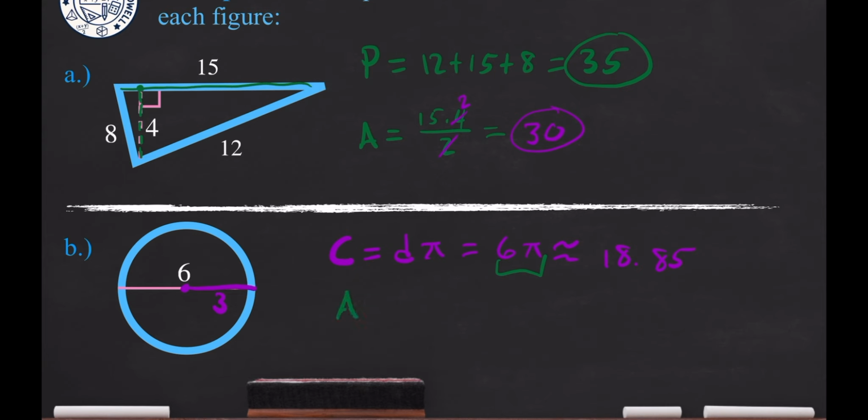Okay, for area, we know the radius. The radius is 3, so we're going to go 3 squared times pi. I know I wrote in the area formula pi times radius squared. Multiplication is commutative, so it doesn't matter. 3 squared is 9, so this is 9 pi. And 9 times pi is going to give us about, we're going to estimate, 28.27. So that's finding the circumference and the area of that shape.